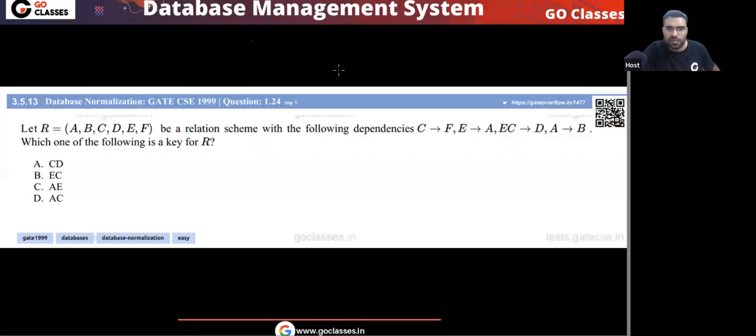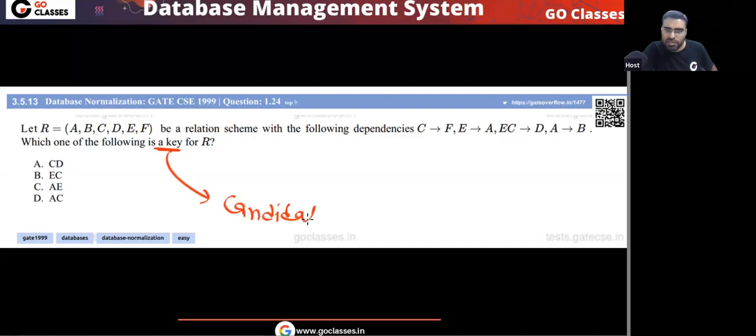Let's solve this GATE exam question. This is a GATE Computer Science 1999 question. Relation R is given to you, with attributes A, B, C, D, E, F. These 6 attributes are there in the relation schema, with the following functional dependencies. Which of the following is a key for R? What does this key mean? When you see the word key, it means candidate key. It does not mean super key, and it does not mean primary key. Remember, key means candidate key.